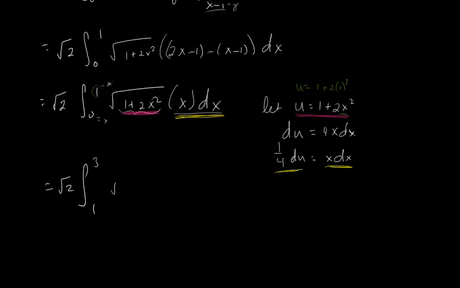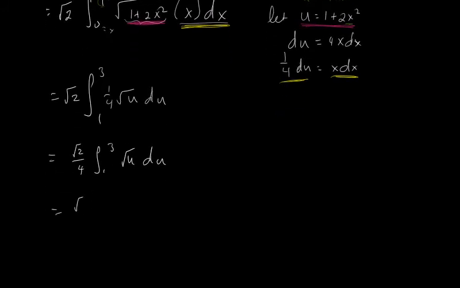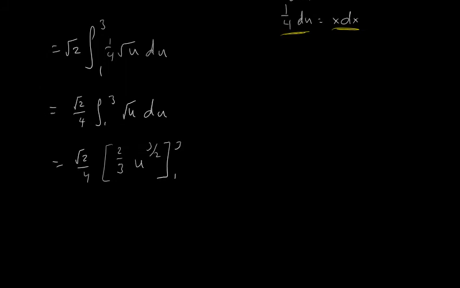So this is going to be the square root of u times 1/4 du. Pull the 1/4 out, we get root 2 over 4 times the integral from 1 to 3 of root u du. So that's root 2 over 4 times, okay, the square root of u is u to the 1/2, add 1, that's u to the 3/2, divide by 3/2, we get 2/3 u to the 3/2, evaluated from 1 to 3.